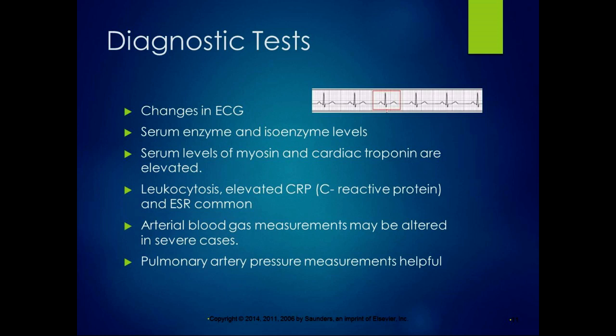Arterial blood gas measurements might be altered in severe cases because we're changing our oxygen level. And pulmonary artery pressure measurements can help in confirming the diagnosis as well. What they do with the pulmonary artery pressure is they're measuring how well the ventricles are functioning.